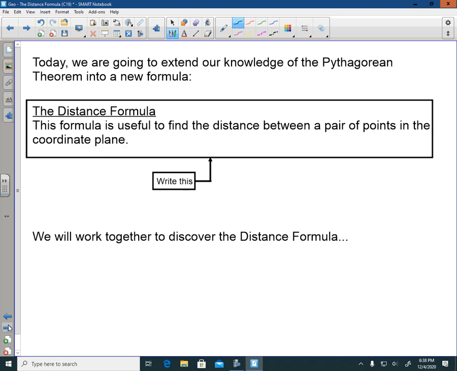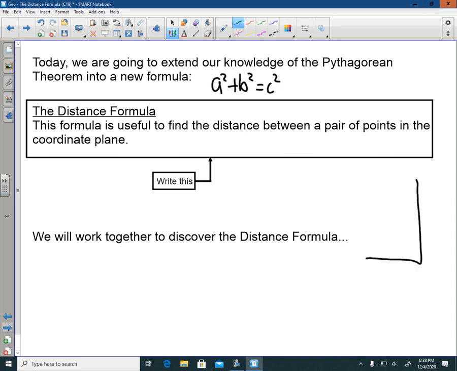So hopefully you remember the Pythagorean theorem, because I'm going to do a little bit of experimenting with you. This is not something you're going to necessarily need to know, but I'd like to show you how we get the distance formula. If you remember, the Pythagorean theorem looks like this: a squared plus b squared equals c squared, and it's useful in right triangles.